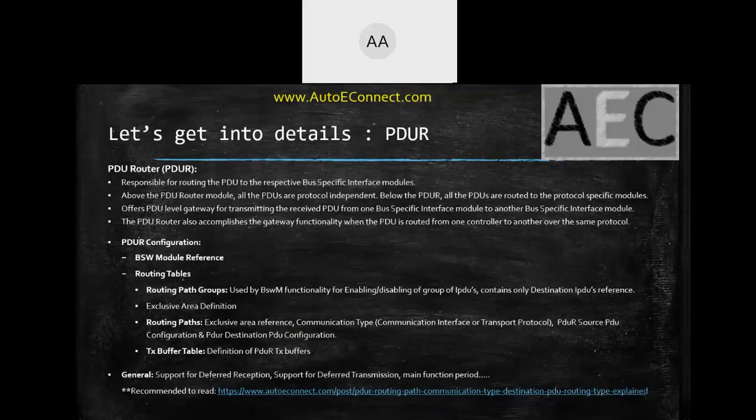And the next important module, let us jump into the PDUR. The PDUR is the PDU router module, where it will be routing. PDUR is one interesting and important module for communication in general. It is not specific to any communication protocol. Whichever communication protocol you are using, the communication between different modules inside the BSW will be handled mostly by the PDUR.